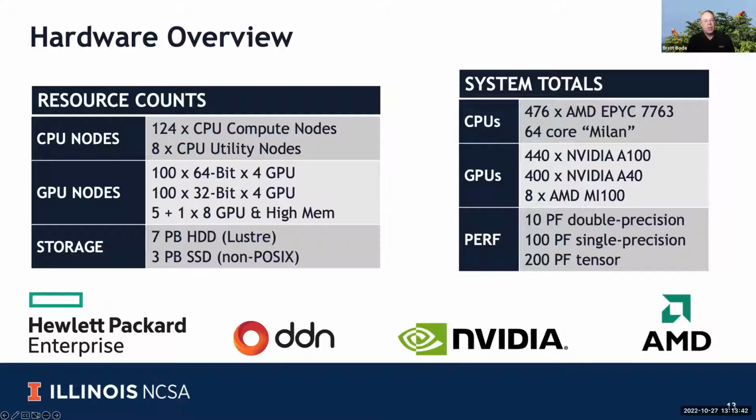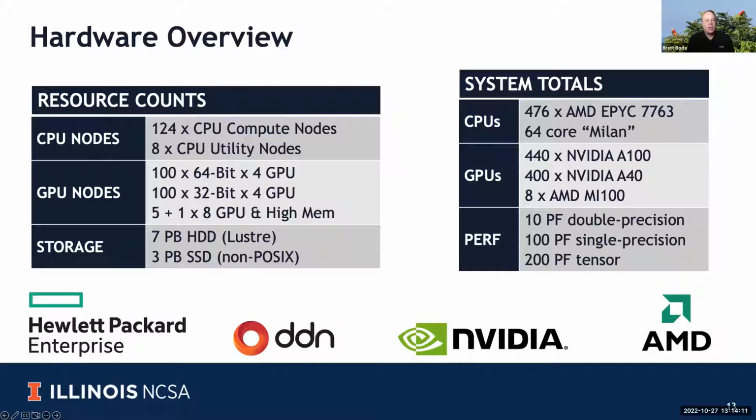All the CPUs within both the GPU and the CPU nodes are the same model of the AMD Milan processor. All are 64-core AMD Milan processors running at their highest clock rate for that part, using the 7763 part number. So they give quite good performance with a large core count, a large number of threads.